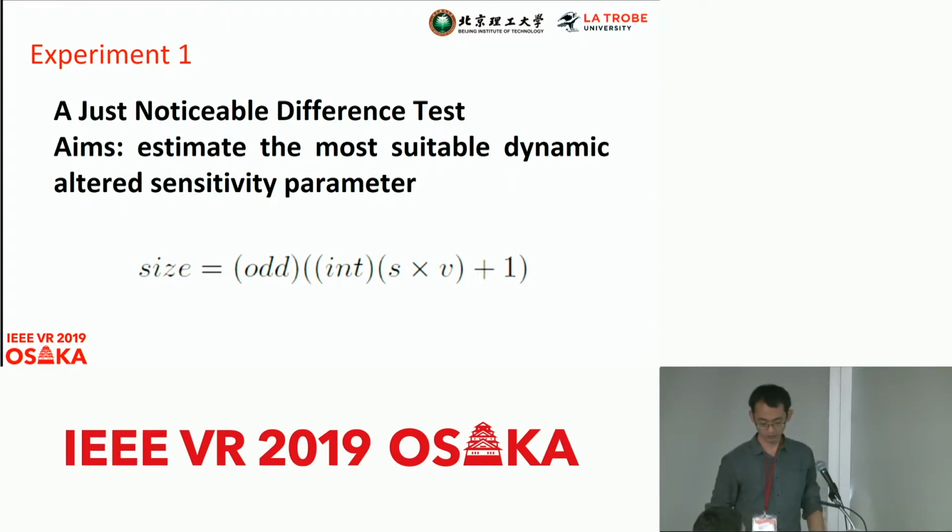In general, humans have very sensitive vision, and it is difficult for humans in a virtual environment to appreciate a scene with a constant blurring level. In this work, we propose that there is a linear relationship between the speed of the participants' virtual movement and the level of blurring of non-salient areas. And this relationship is determined by the dynamically altered sensitivity parameter S. So the first experiment implements a just noticeable difference test to find the most suitable parameter.